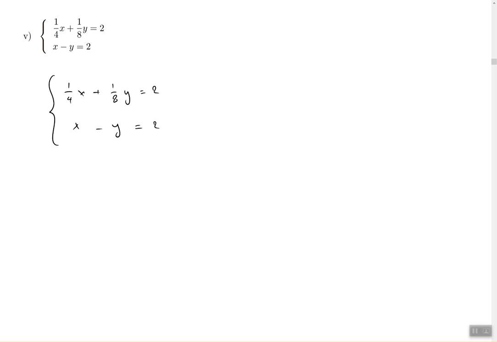Okay, so again, we're trying to solve the system of linear equations. And again, I'm going to use the elimination method. In this problem, I'm going to try to eliminate the y's. In order to do that, I'm going to multiply this equation by 8.